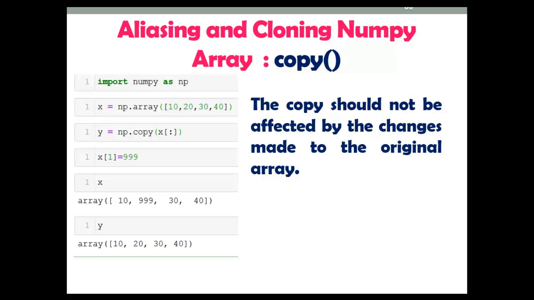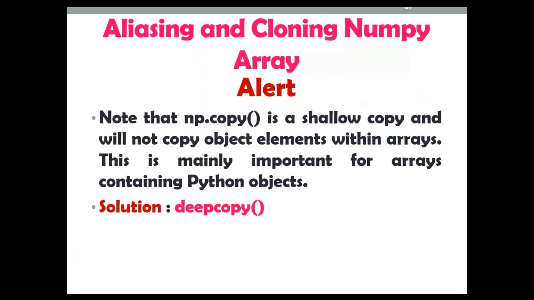Now, in this example, I have created the copy using the copy function on slicing. So the change in one object is not reflected in another object, that you can see. I have changed the second element of x to 999, which is not reflected in y. Now, alert: note that np.copy is a shallow copy and will not copy the object elements within arrays. This is mainly important for arrays containing Python objects. Then what is the solution? Deep copy. That I will explain in the next video.